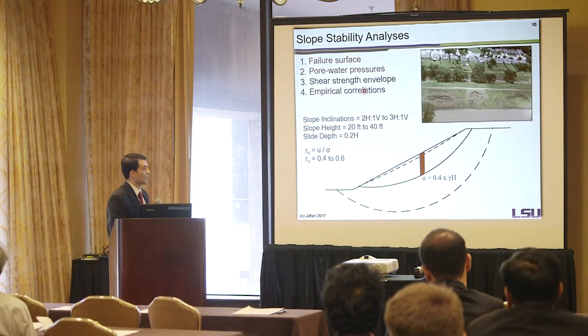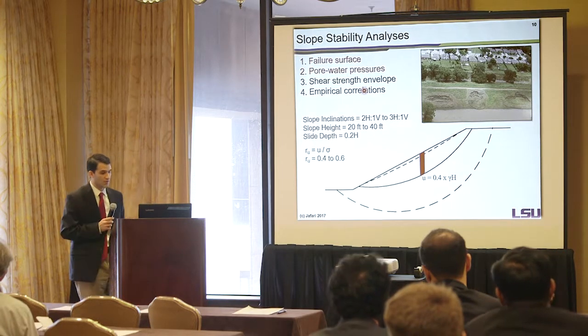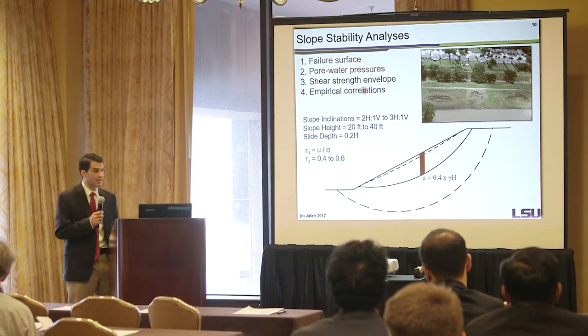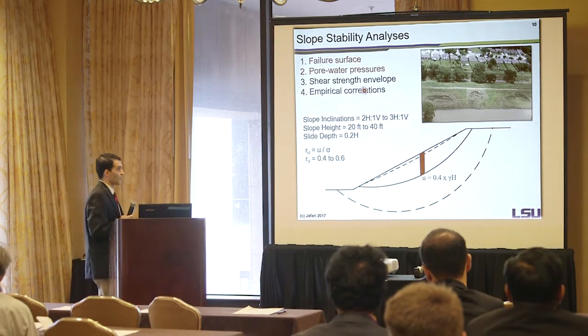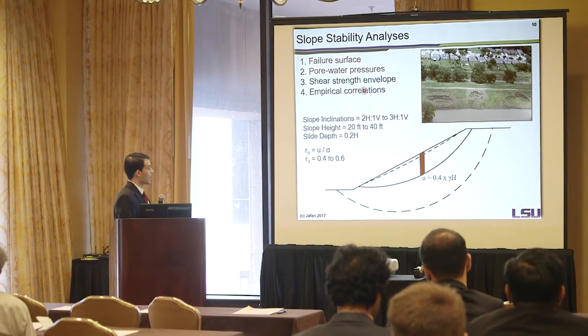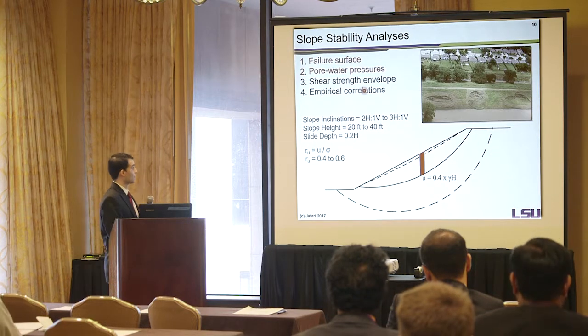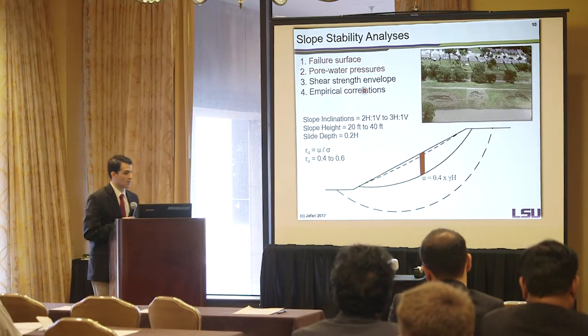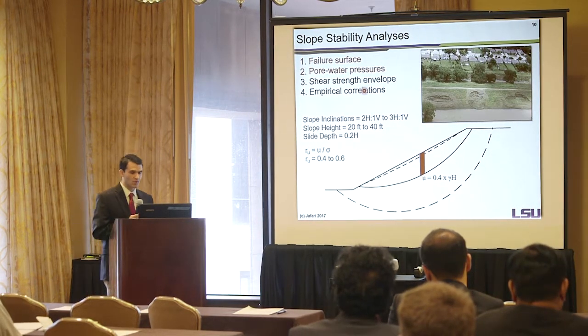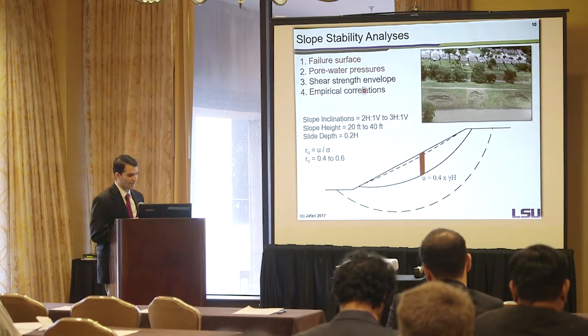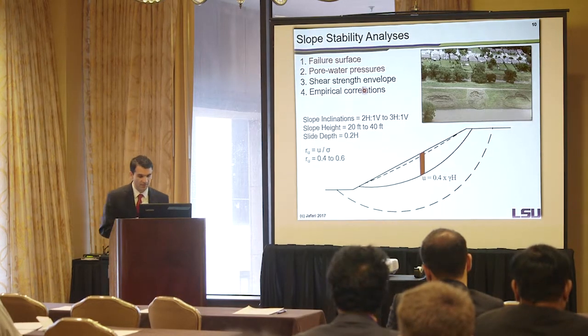So when it comes to analyzing these shallow failures, the photo on the top right shows that these are indeed shallow in nature, typically around 5 to 10 feet in thickness, typically about 20% of the height. Slope inclinations for these failures typically are about 2 to 1 to 3 to 1, and the embankment heights are around 20 feet to 40 feet.